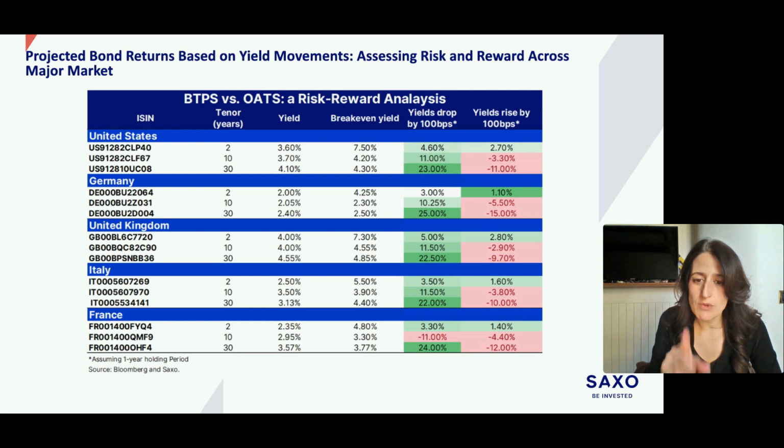I just want, before moving on the slide, there is a mistake in this table. I've just seen it right now. It's for the France 10-year bond. And as you can see in my risk reward analysis, I say if yields drop by 100 basis points, it goes to minus 11%. That's wrong. It should be 11%, that with a plus and not with a minus. And I apologize for the mistake.